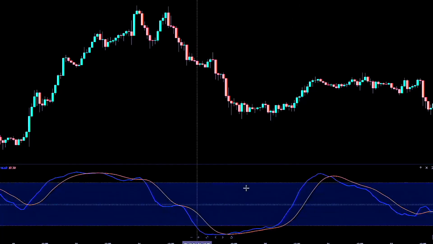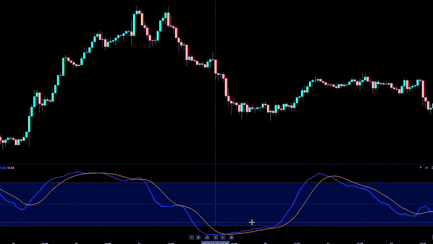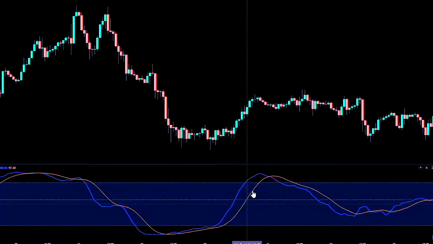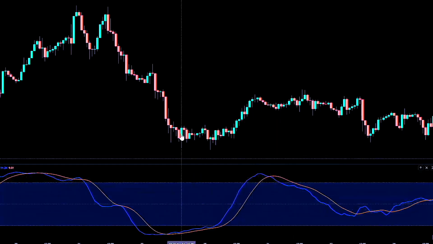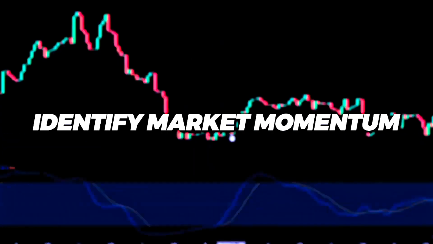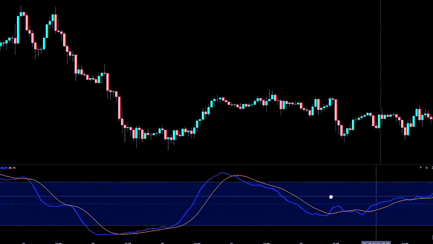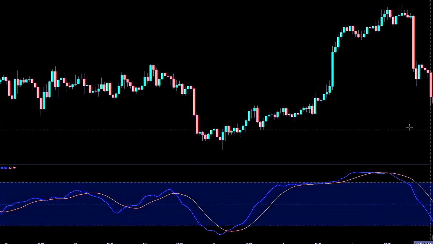The stochastic oscillator is a momentum indicator that stays within a specific range. It shows where an asset's closing price is compared to its high and low over a set period. This tool tracks market momentum and spots overbought and oversold conditions. It's straightforward to use and can be pretty effective.